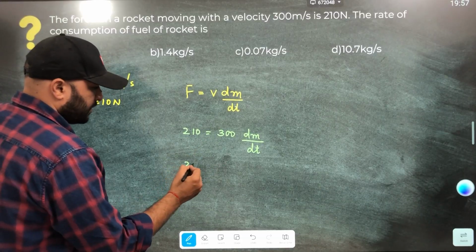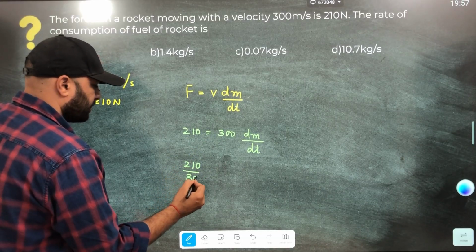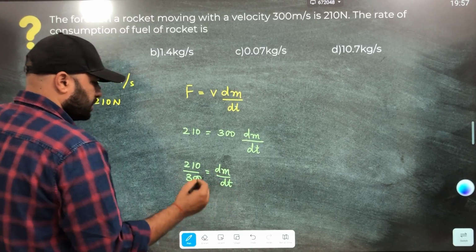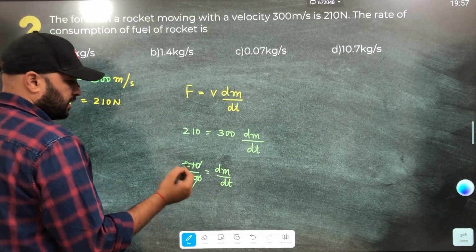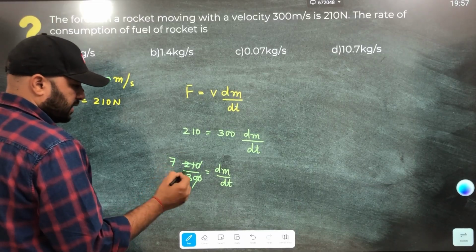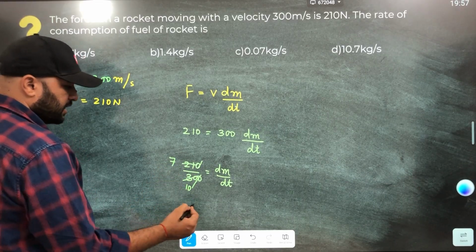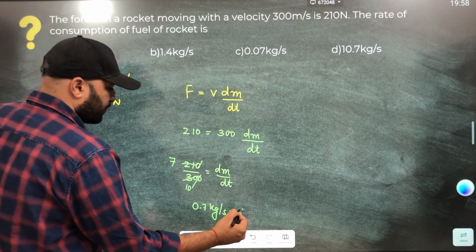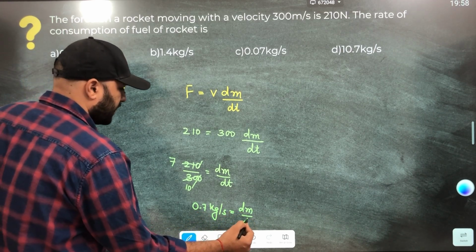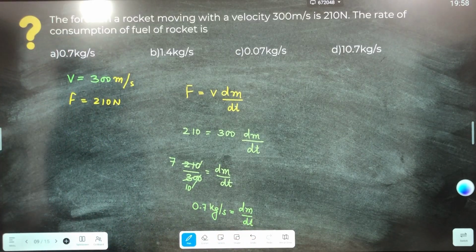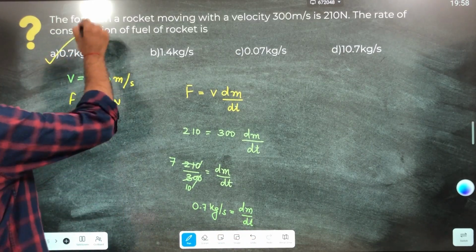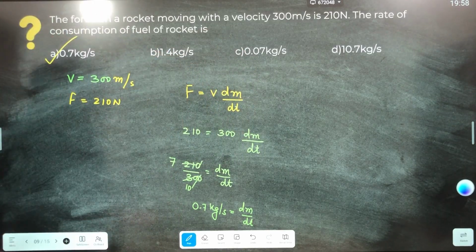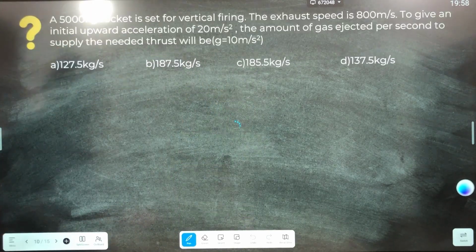300 taking on the other side, 210 upon 300 will be equal to dm by dt in this case. 0 and 0 cancel, 7 3 we can cancel out, 3 sevens are 21 and 3 tens are 30. So it will be 0.7 kg per second. This much amount of fuel is burnt per second. So 0.7 kg per second. Is there such an answer? Yes, option A is there. Be very careful. Option A and C look similar, but the correct answer is A. Let's see the next problem.